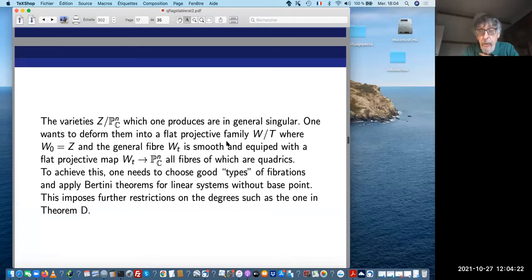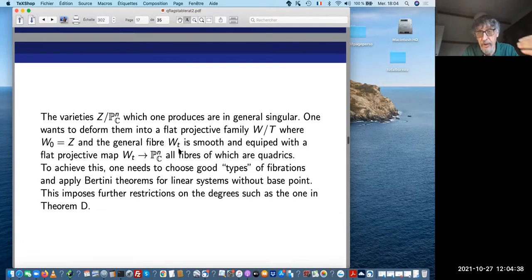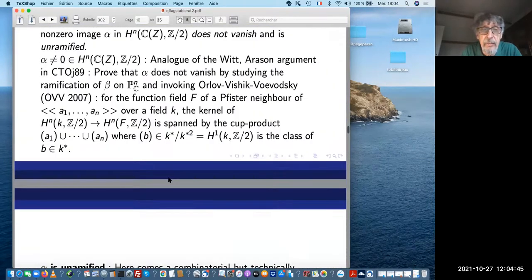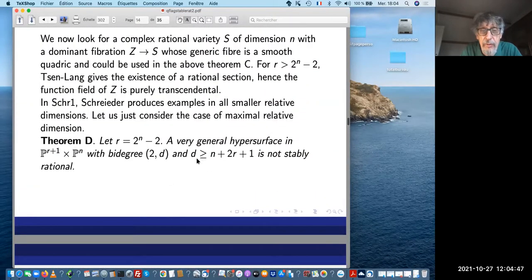And so if you want to deform them in a flat family, where the general fiber is smooth and equipped with a flat projective map, all fibers of which are quadrics, if you want the total space to be smooth, as in the Hassett-Pirutka-Tschinkel argument, at some point you want to use some Bertini type of argument, and that imposes further restrictions on the degrees. So this is how ultimately you get this restriction on the degrees, which is rather high.